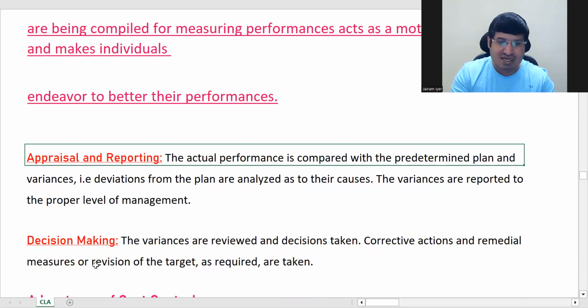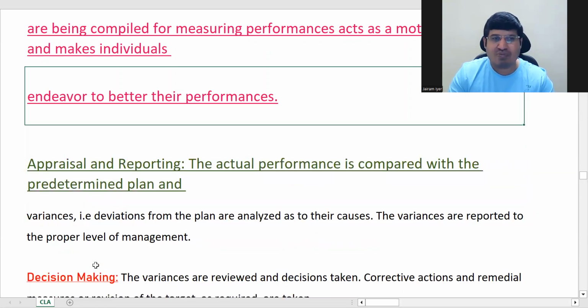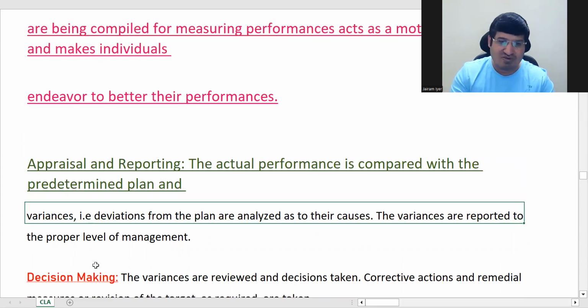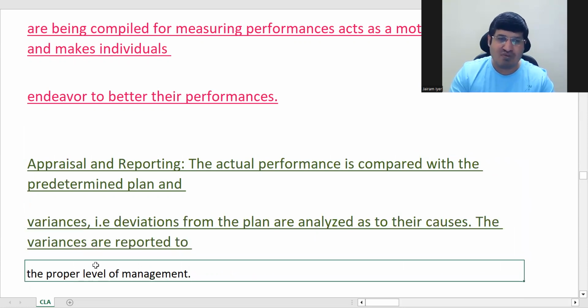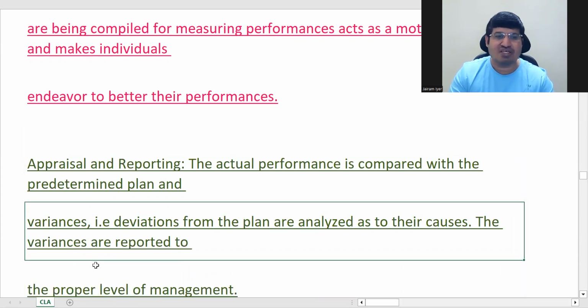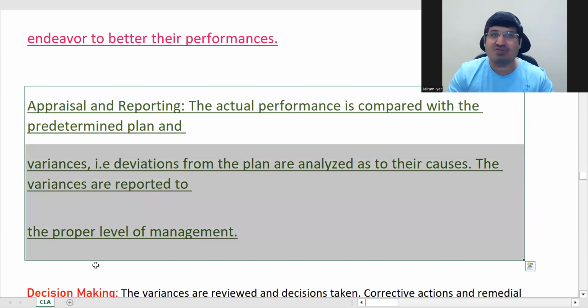Next is appraisal and reporting. After performance has been done, you get the results. To get the result, actual performance will be compared and variances will be found out, and they will be reported to the proper level of management. At the fourth stage, you have the results with you. You have standards, you have results. Compare, and whatever variance is there, report to the higher management.